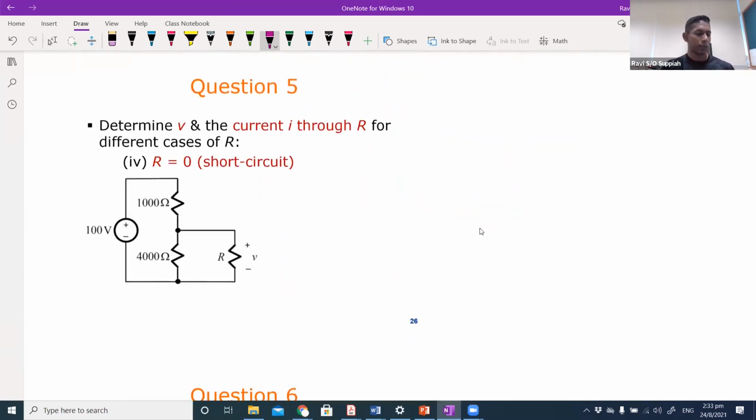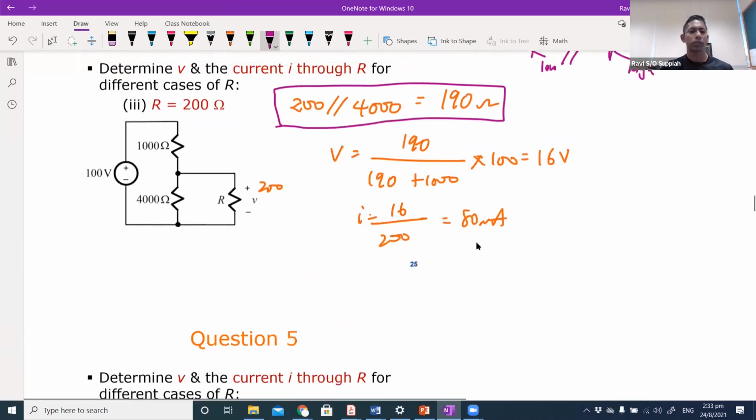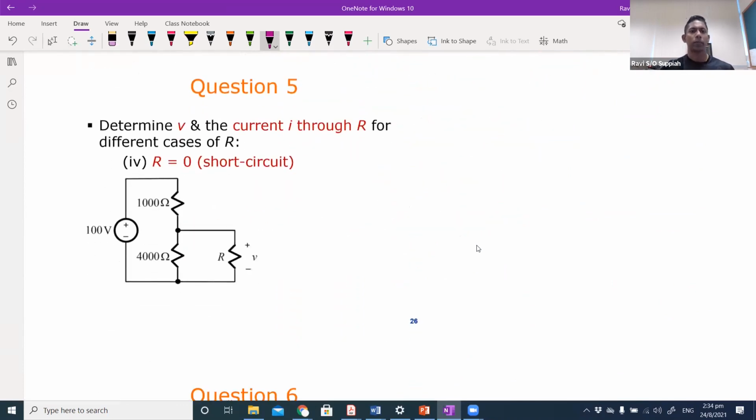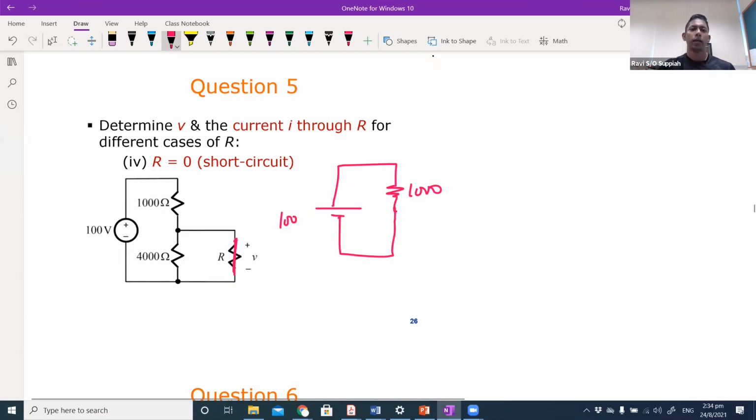The last one, when you create a short circuit. What happens? When you create a short circuit over here, effectively the circuit becomes like this: 1000 ohms and nothing. Why nothing? Because when the current flows here and comes to this node, it sees two pathways. One is through the 4K resistor, the other is the short circuit.